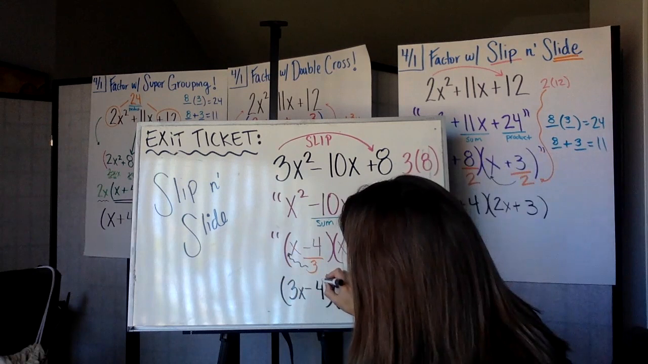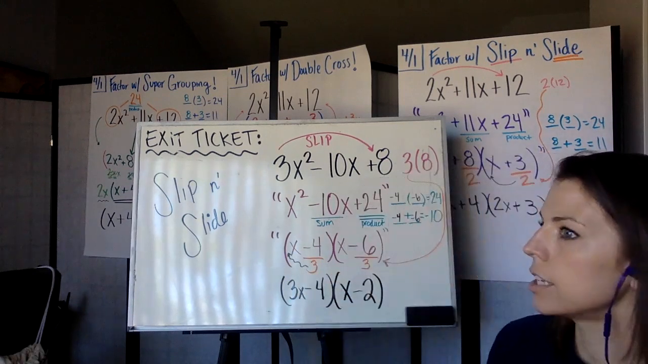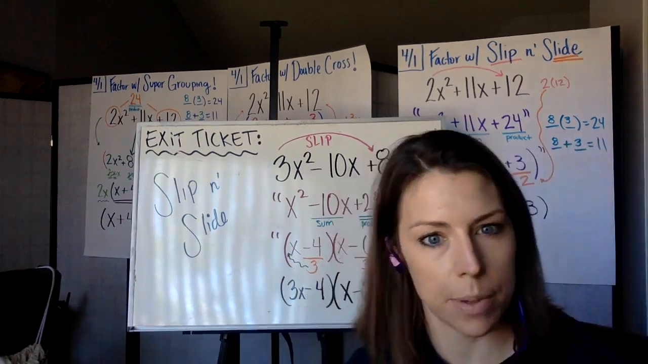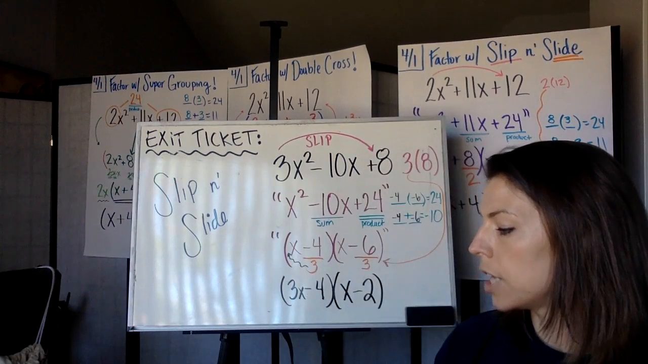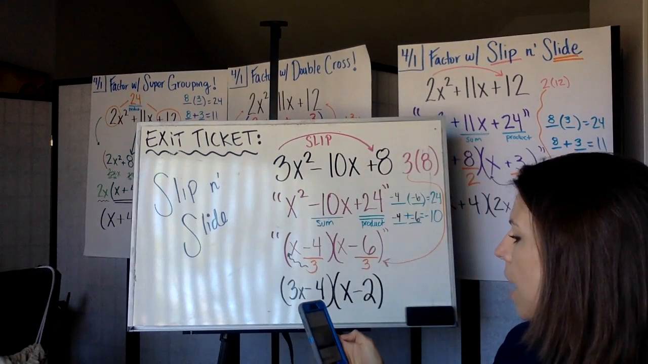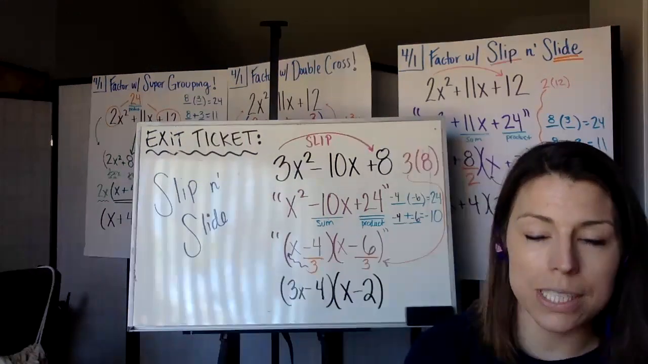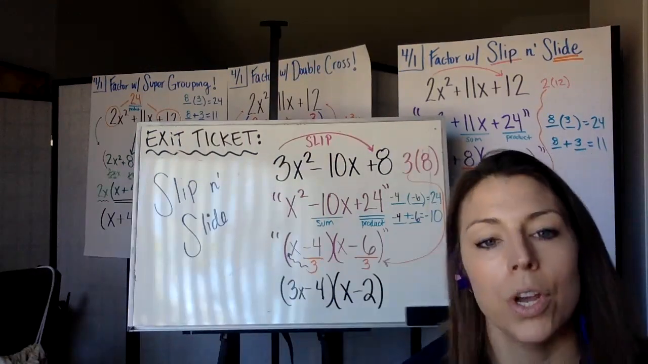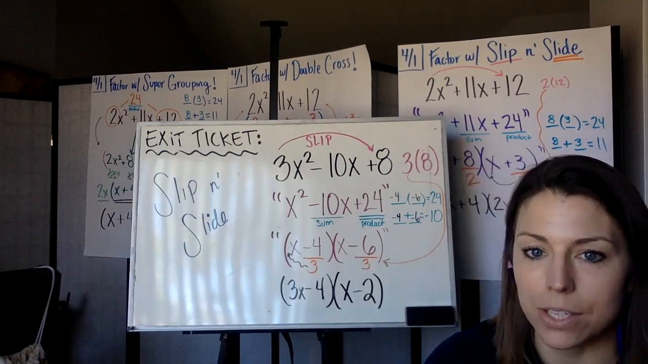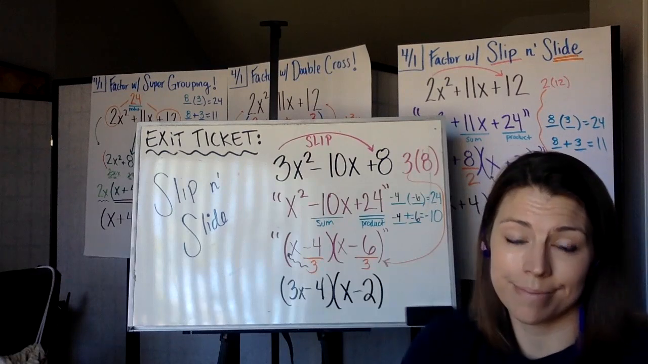Now, is this what we ended up with when we had double cross and super grouping? Let me check my picture. 3x minus 4, x minus 2. Yes, it is. So it didn't matter which method we used. We ended up with the same answer for all 3.